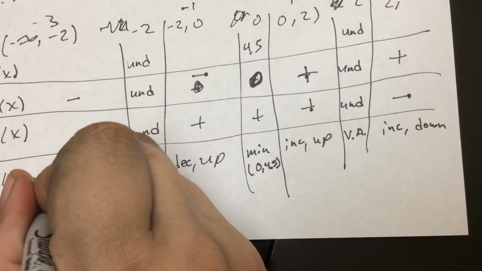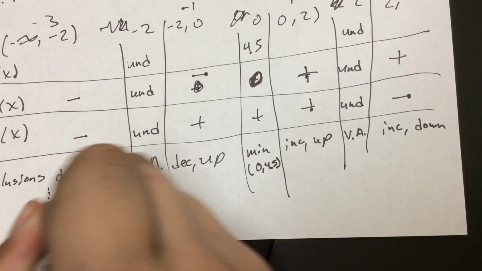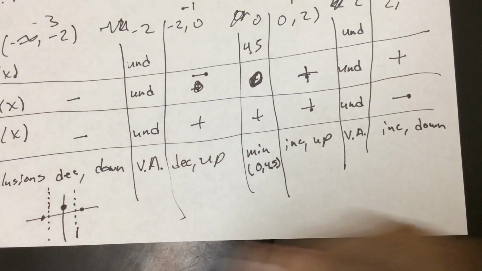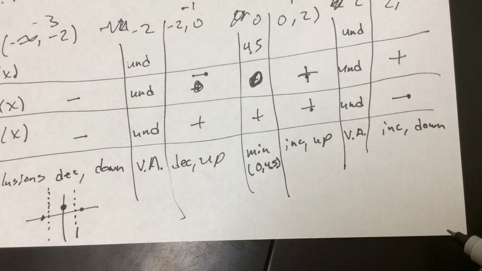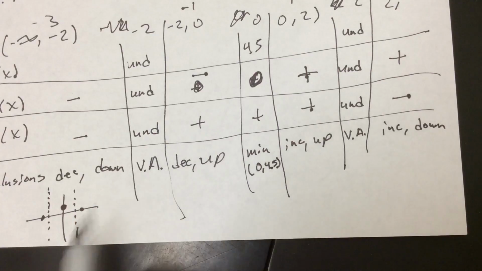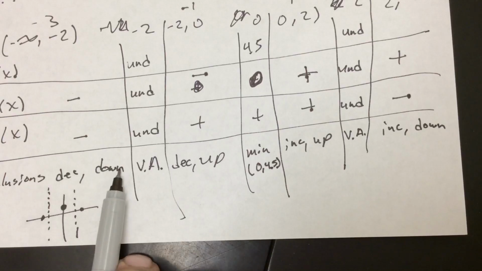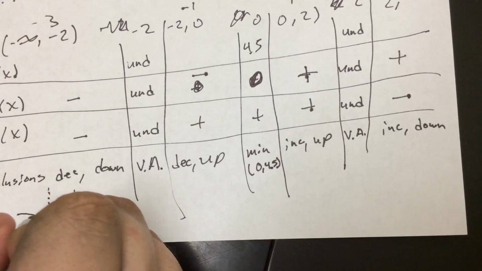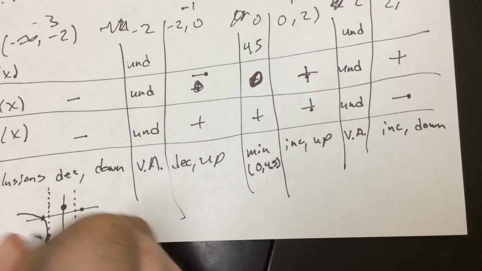We have vertical asymptotes at -2 and 2. We have a critical number at 0, which is here. So by doing this here, we know we're decreasing and we're down. So we must be going something like that.